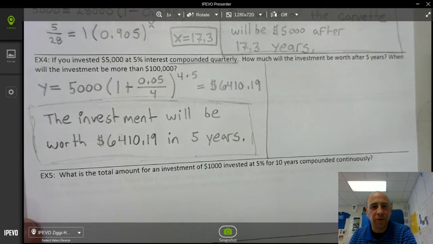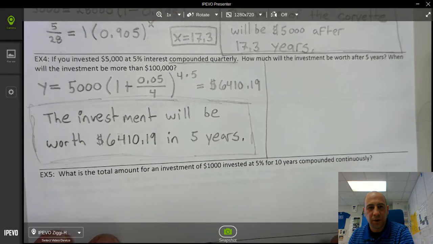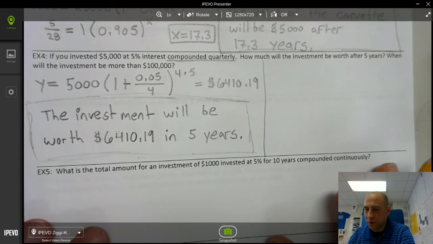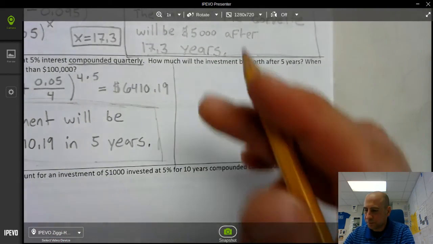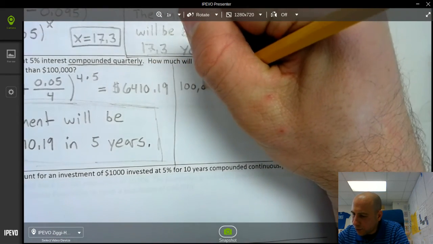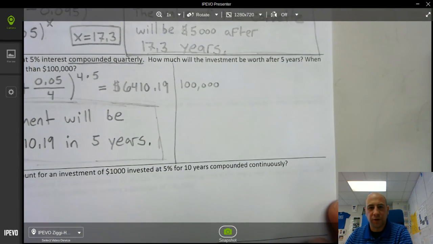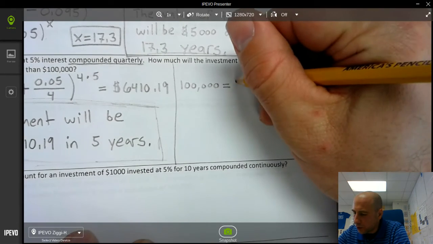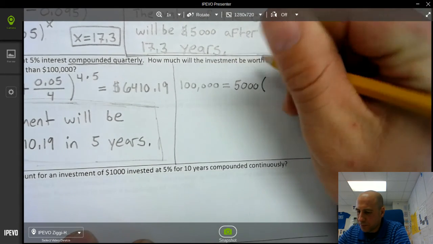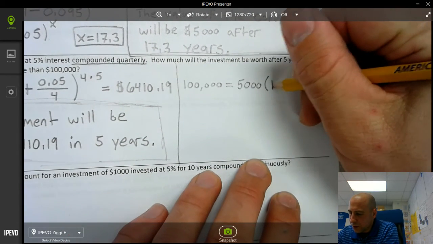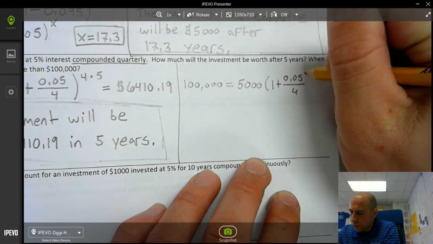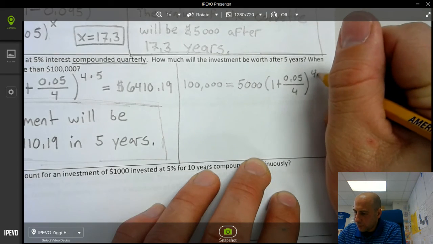Let's look at now the second part. It says, when will the investment be more than $100,000? Okay. So now the $100,000 is the final amount. So I'm going to move this over. So 100,000, and I'm just putting a comma just so I make sure I have the right zeros. Okay, 100,000 equals, we still know our initial investment's 5,000, and we still know it's 1 plus 0.05 divided by 4 raised to 4 times 5.